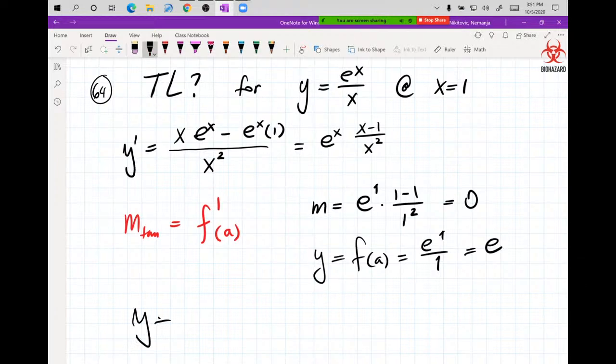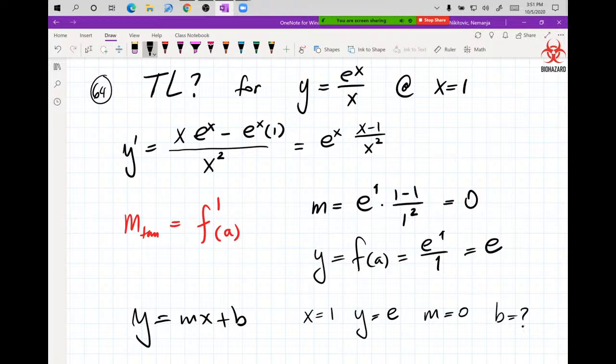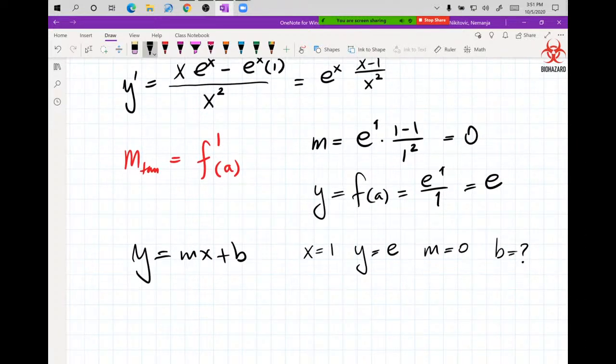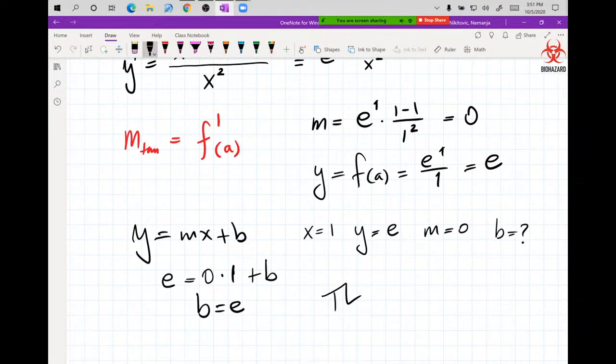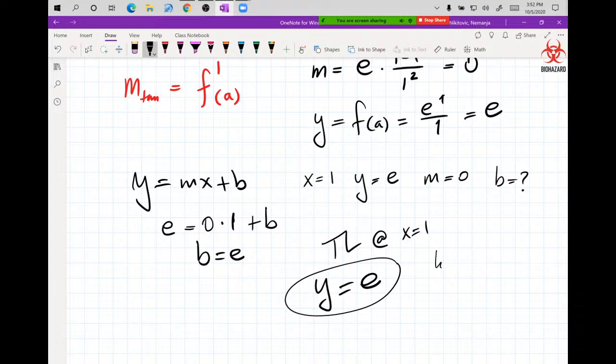So now for your y equals mx plus b formula from algebra 1, you have x is equal to 1, y is equal to e, and slope m is equal to 0, and you are looking for b for the tangent line. Plug everything in. e is equal to 0 times 1 plus b, so b is e. Tangent line at x equals 1 is y equals e. It's a horizontal line.